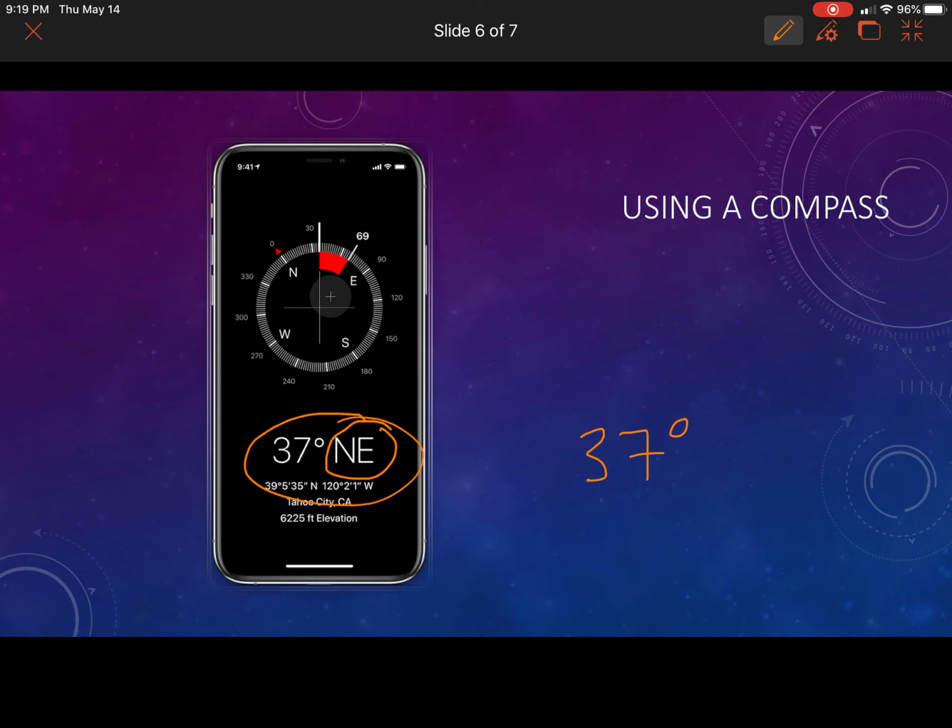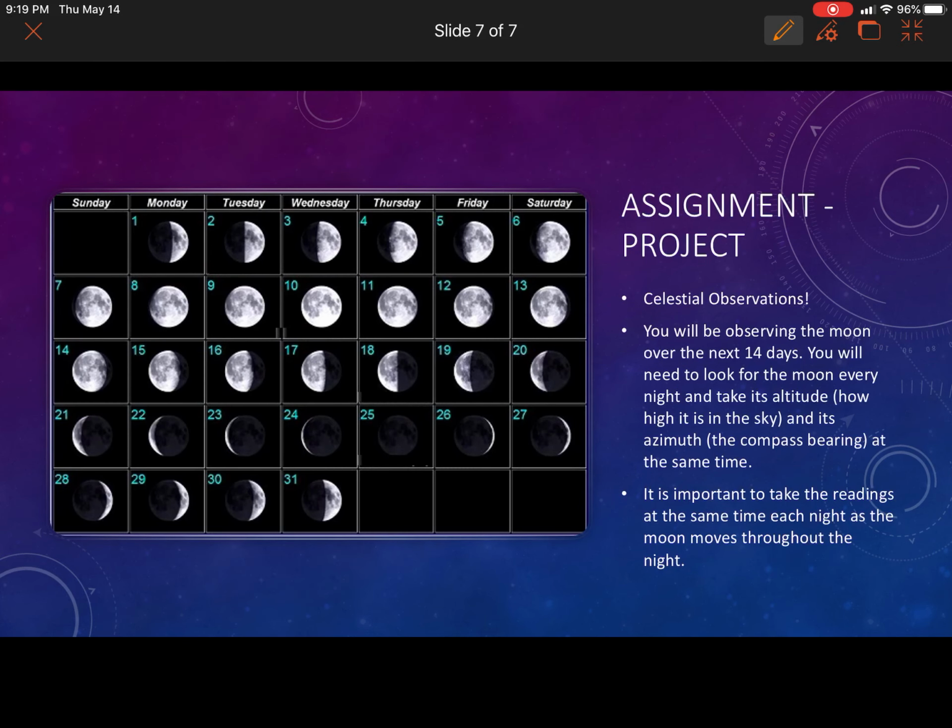Okay, so you've got to have 2 skills to complete this project. You have to be able to find the altitude using your fingers and find the compass bearing, or what's called the azimuth, using a phone compass. Now your project, celestial observations: you are going to be observing the moon over the next 14 days. You can start this whenever you want. You just need 14 days in a row, so don't leave it too long, obviously.